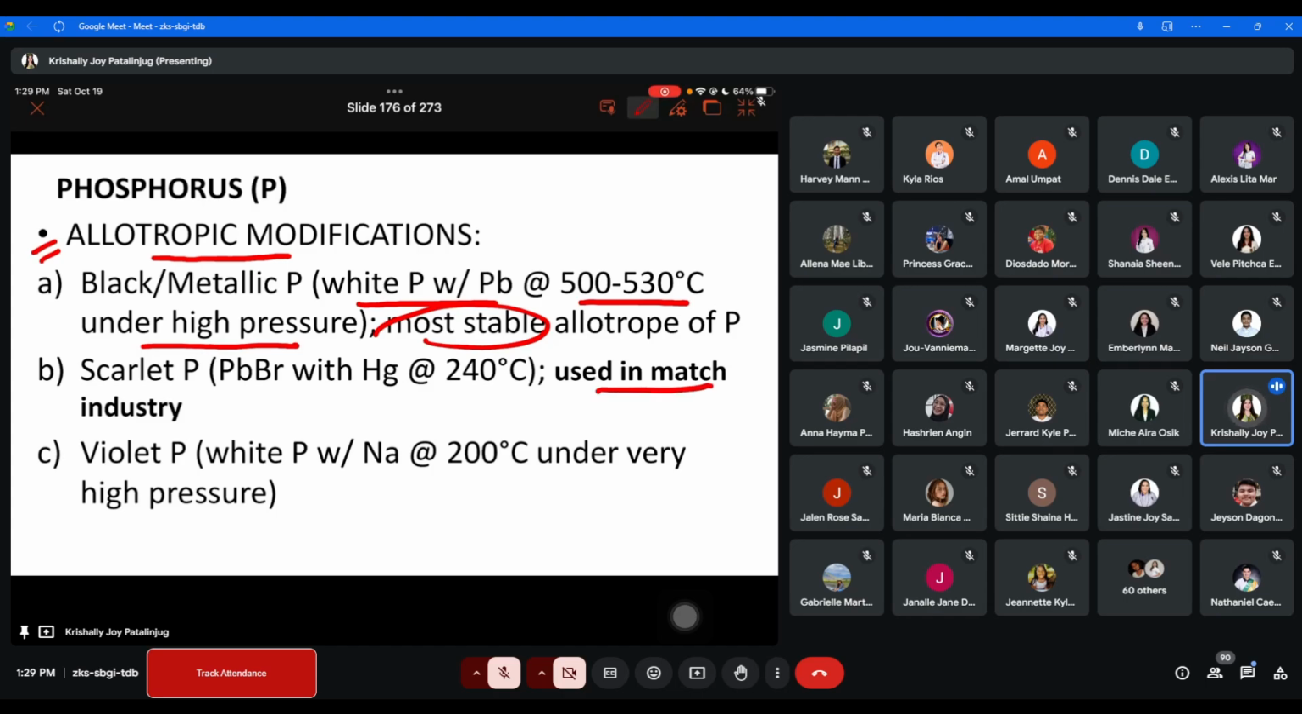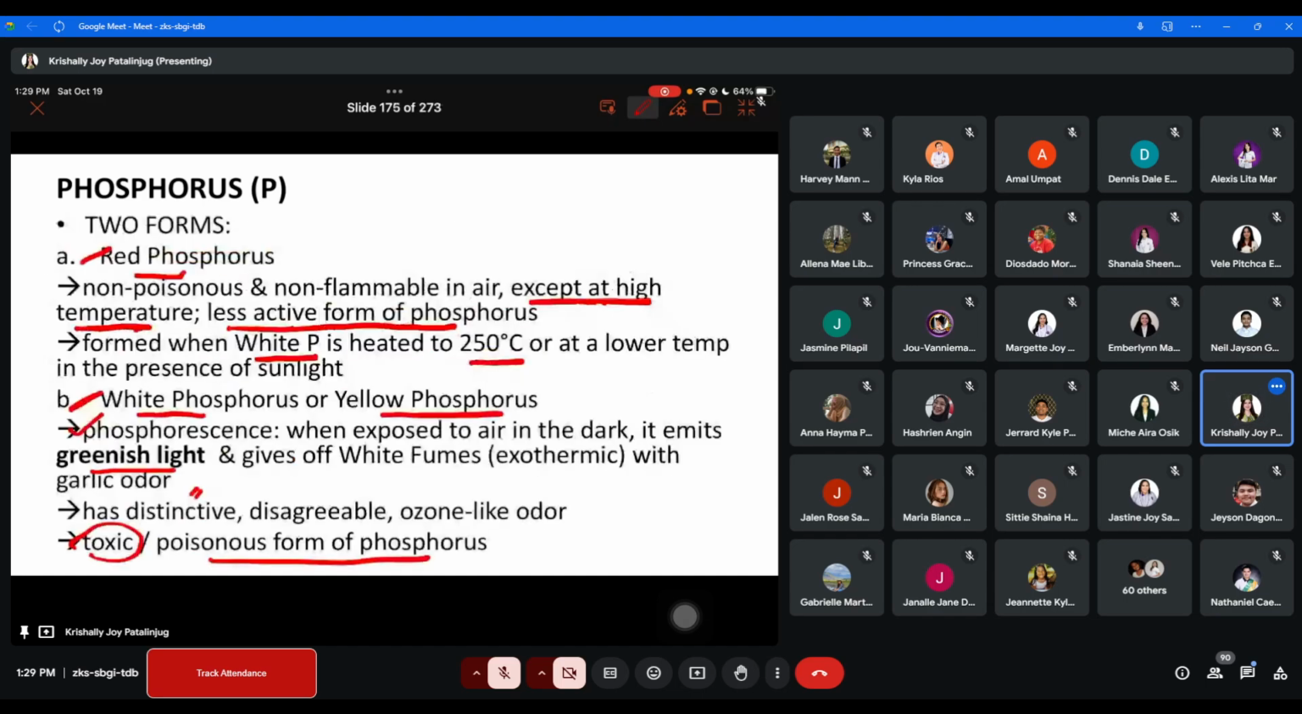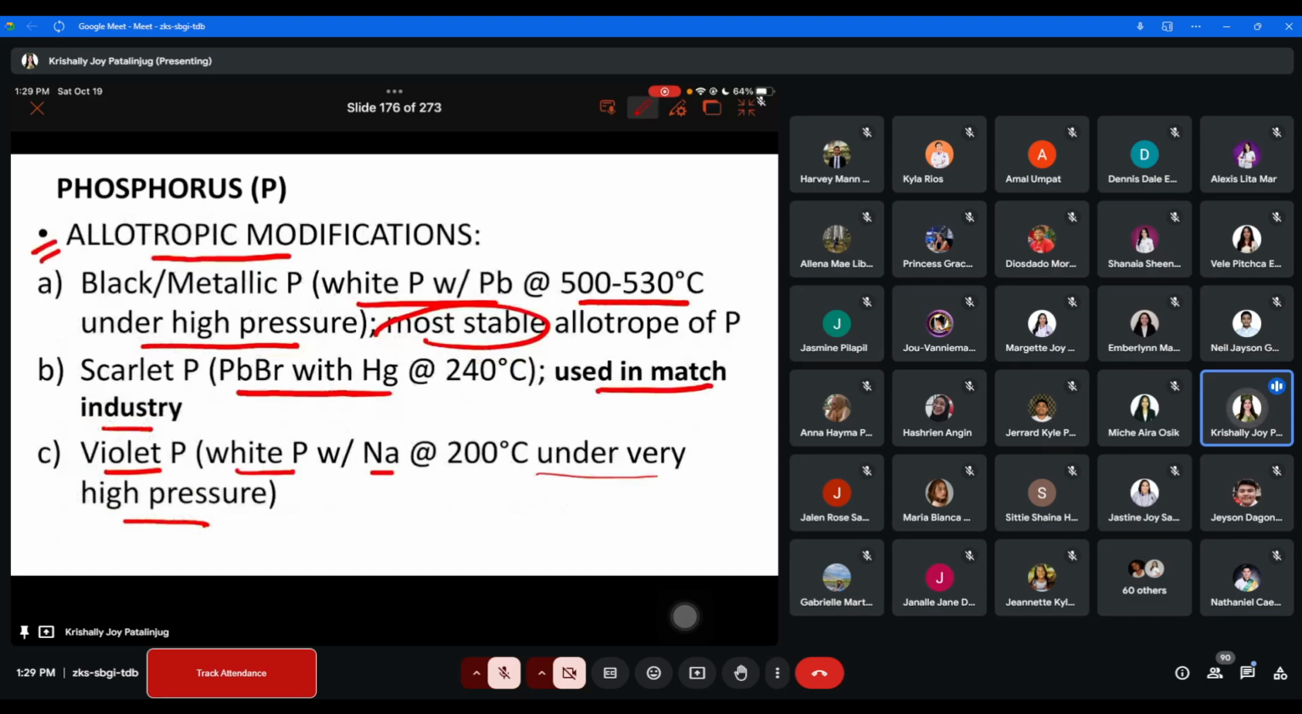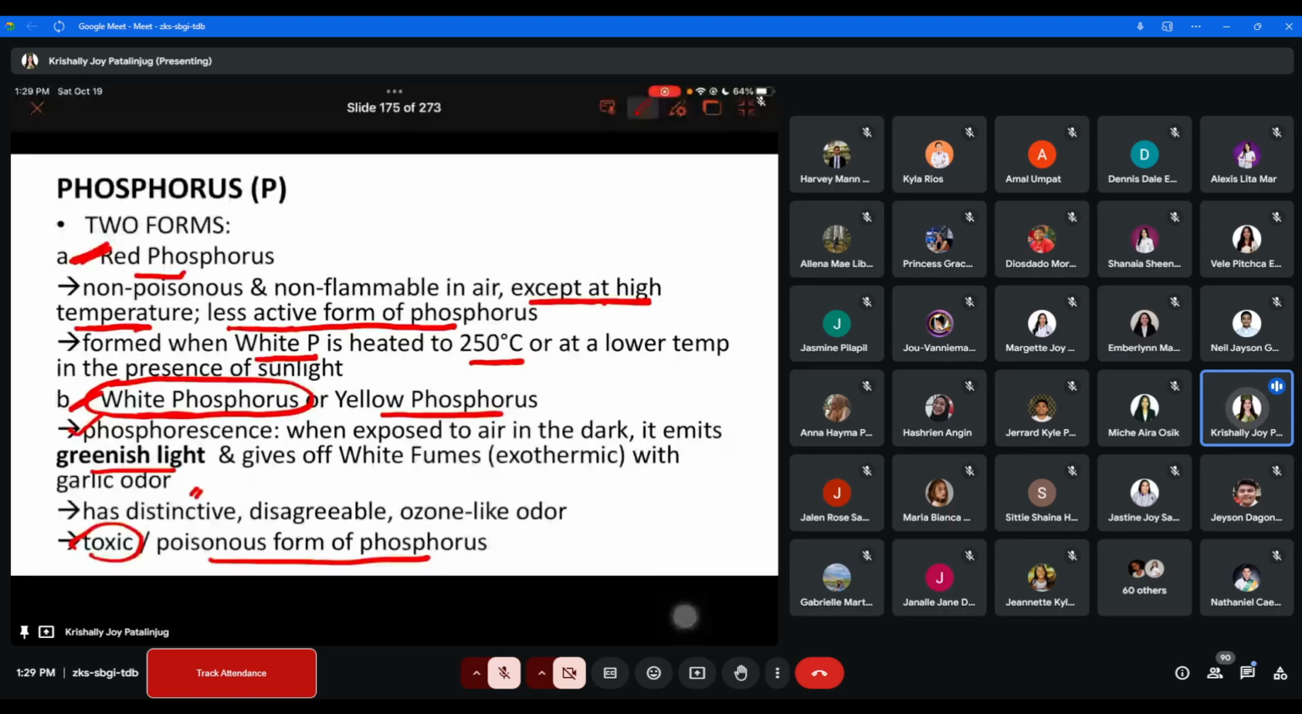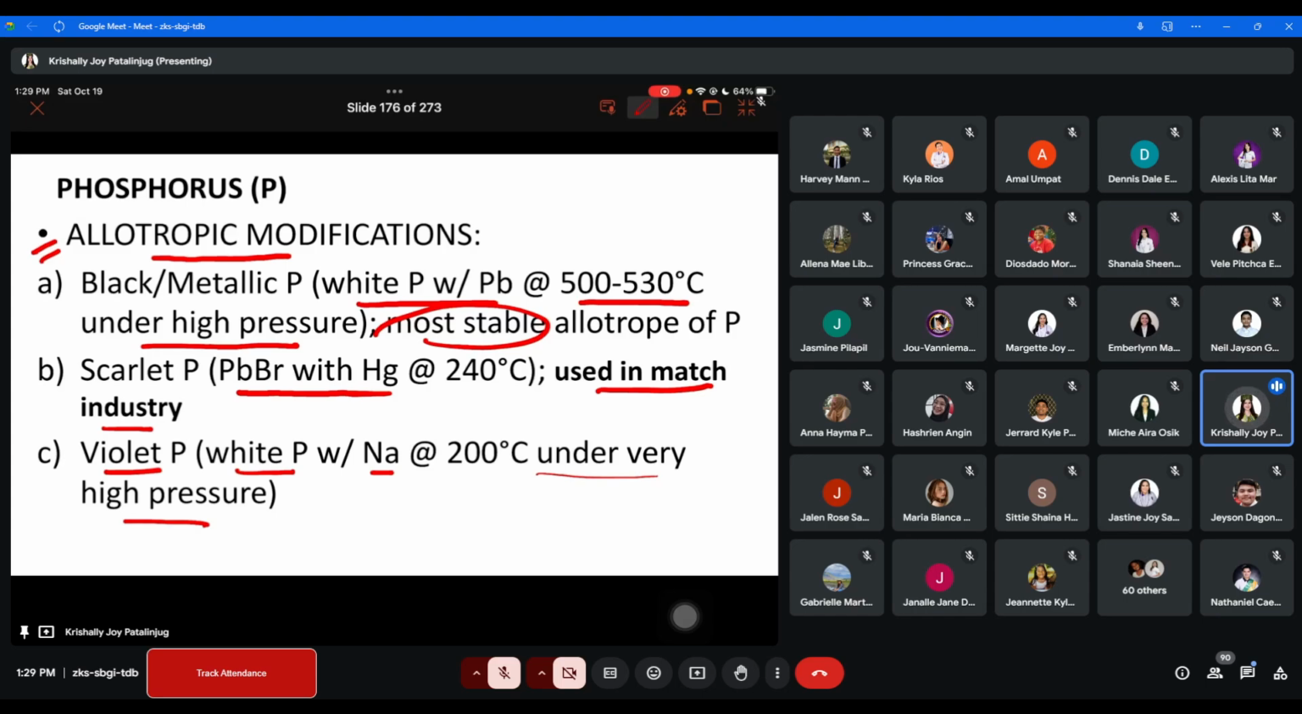The one that is used in match phosphoro, yun yung scarlet phosphorus. Okay? So it contains lead bromide with mercury, exposed siya at 240 degrees Celsius. Then violet phosphorus naman, white phosphorus din siya galing with sodium and exposed under very high pressure. So yung point natin dito is lahat yan galing sa red phosphorus. Galing those, we can produce more stable, less active, non-poisonous, non-flammable na form of phosphorus. Yun yung mga allotropes, implying modifications sa structure niya.